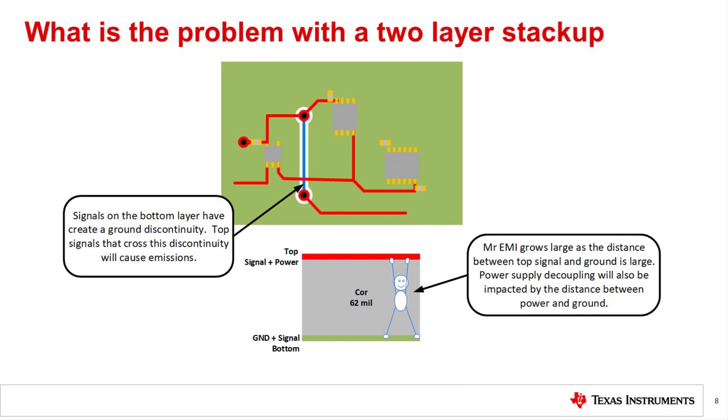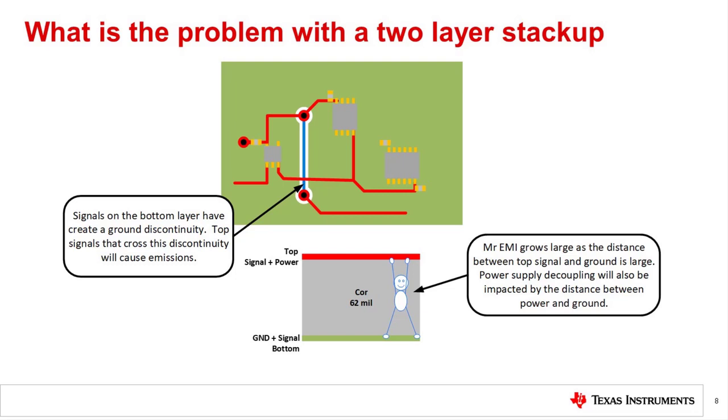One significant issue with two-layer boards occurs because some traces need to be routed on the bottom layer. The trace on the bottom causes a discontinuity in the ground path. When signals on the top layer pass over this discontinuity, the ground return currents are forced to route around the split and RF emissions happen.